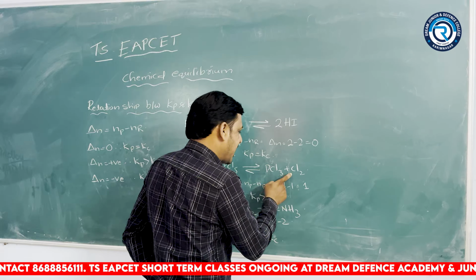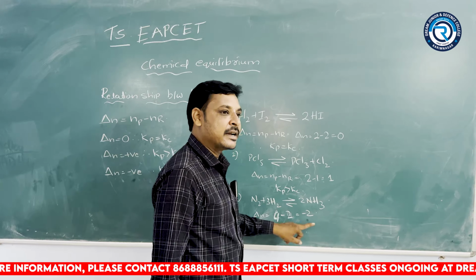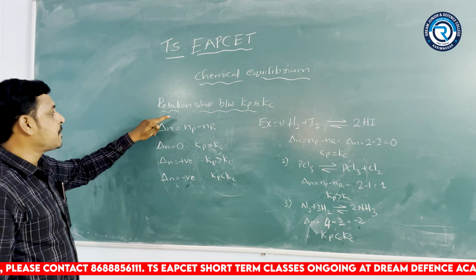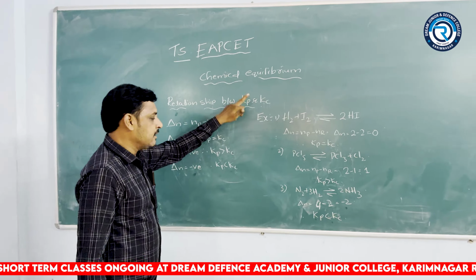So delta n values are negative. What is the relationship? Kp less than Kc. This is the relationship between Kp and Kc.